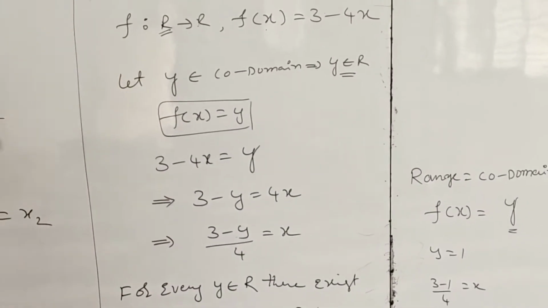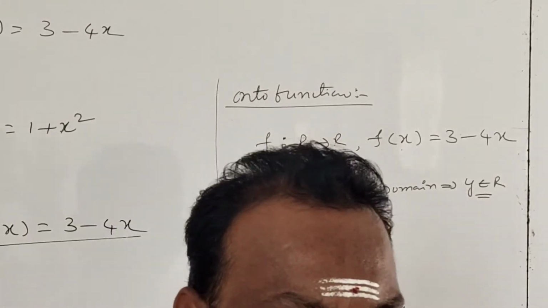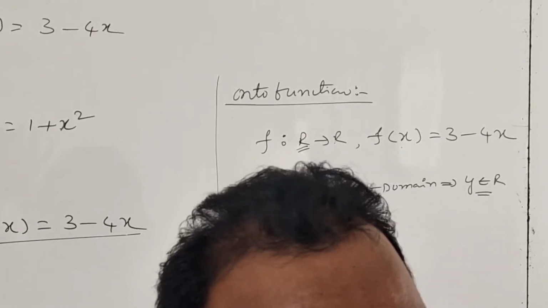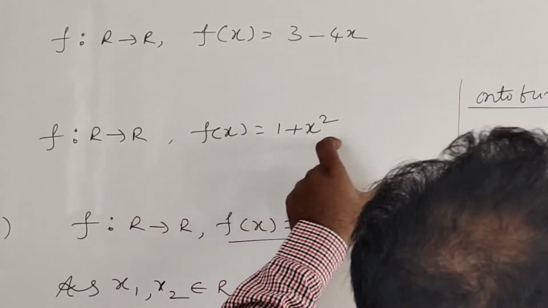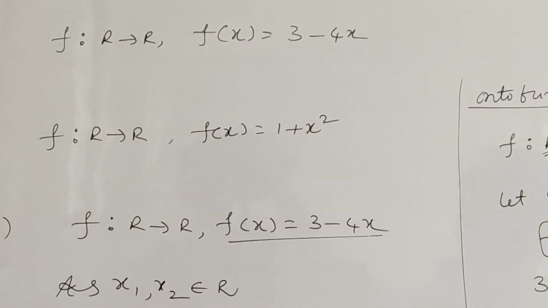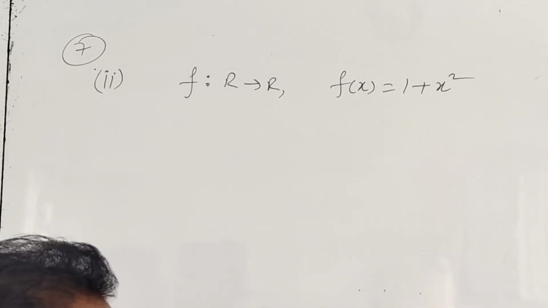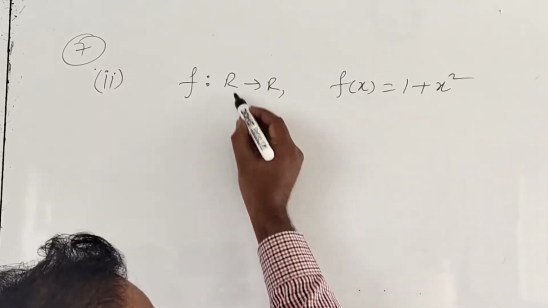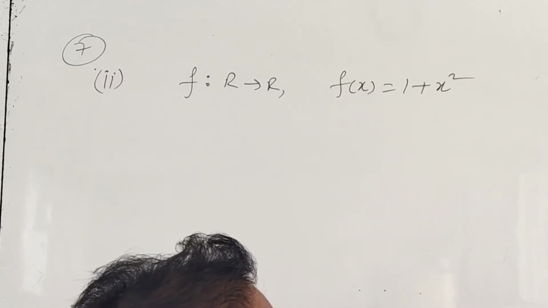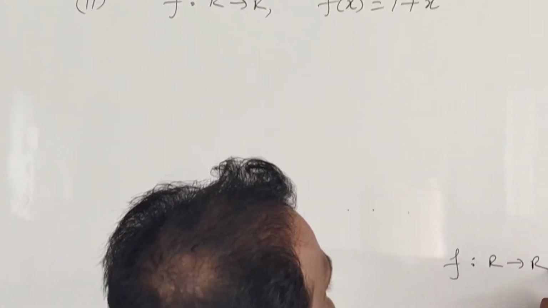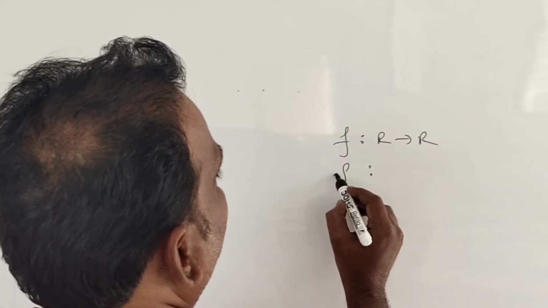These kind of problems you have to solve like this, right? Second, we'll see that. Then f is a mapping from R to R, f of x is equal to 1 plus x square. Now we will go through the second subdivision in the seventh problem. See here, this is 1 plus x square. You remember it always. When the function is given, f is mapping from R to R, or f is mapping from Z to Z.